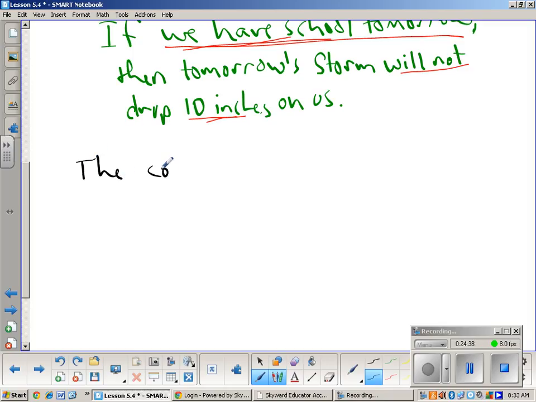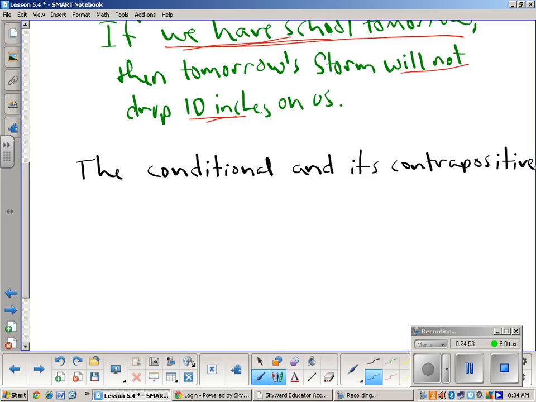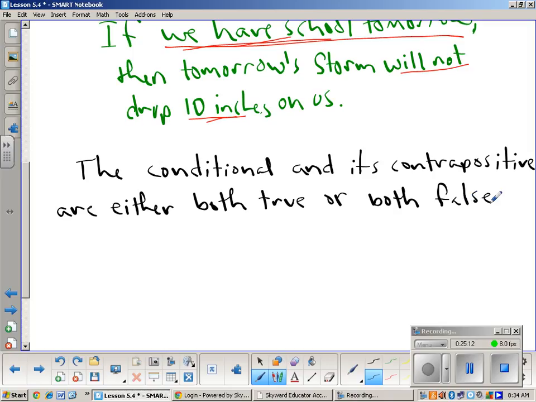The conditional and its contrapositive are either both true or both false. Okay? It is not possible for one of your statements to be true and the other one false.